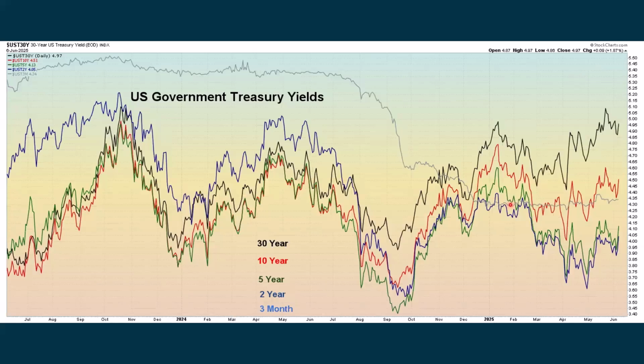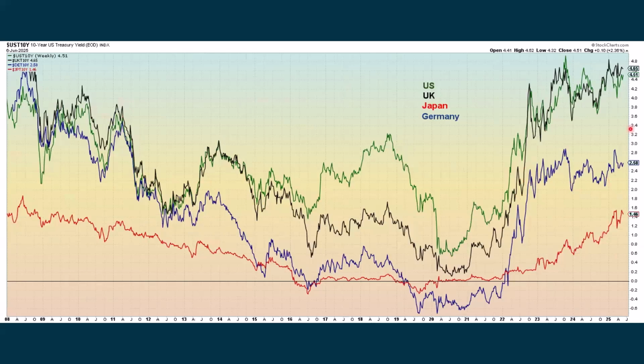And here's a daily chart of yields just showing how they've been going up and down and all around lately. Here's a weekly chart of international bonds, bond yields anyway. I was really focusing on the red line, which is the 10-year yield in Japan.